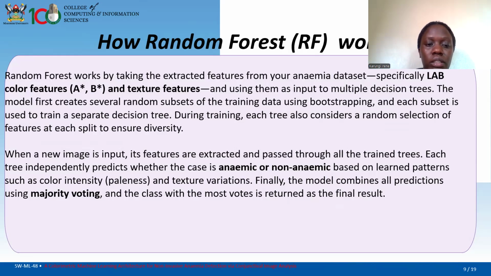Each tree independently predicts whether the case is anemic or non-anemic, based on learned patterns such as color intensity and texture variation. Finally, the model combines all predictions using majority voting, and the class with the most votes is returned as the final result.